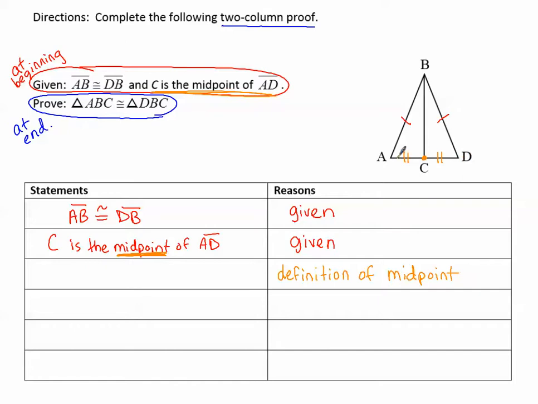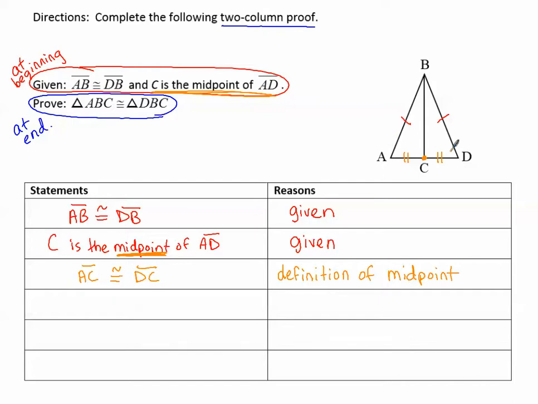So I'm going to write that those segments are congruent. AC is congruent to DC because of the definition of midpoint. Anytime I'm using a word to figure something out, it's the definition of that word that is the reason that I can write it. What else do we see in this picture that we know is true?